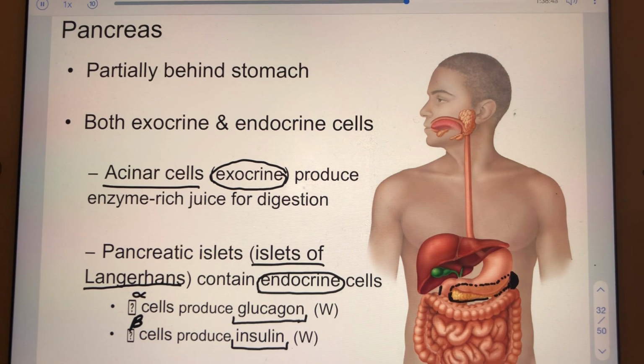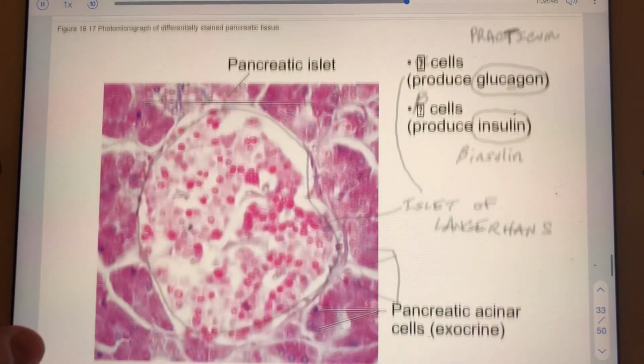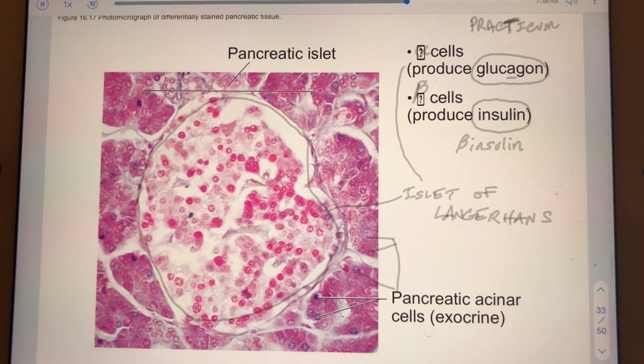If we look at slide 34, this is a micrograph of the pancreas, which, by the time you take the practicum, you should be able to recognize through a microscope. Okay. And this sort of island in a sea of acinar cells, these are all acinar cells, is an islet of Langerhans, or a pancreatic islet. Either way is fine. I don't care.